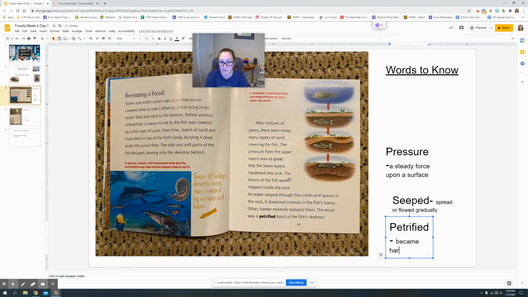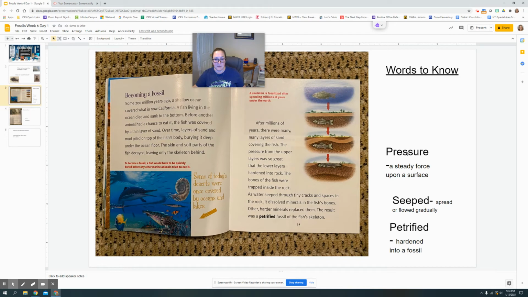Became a fossil. Well, let's say it hardened into a fossil. That's what petrified means. Okay, so we know what pressure, seeped, and petrified mean now. And that was step 4. So what can we write for step 4? Because we don't want to use all of those words in the text. We'd just be copying the author's words. Let's make it shorter. Let's make it our words.